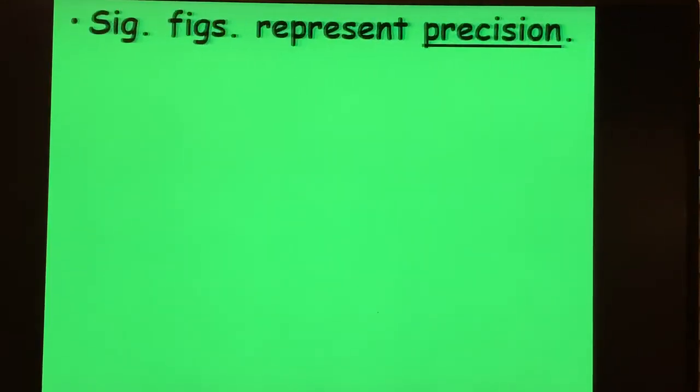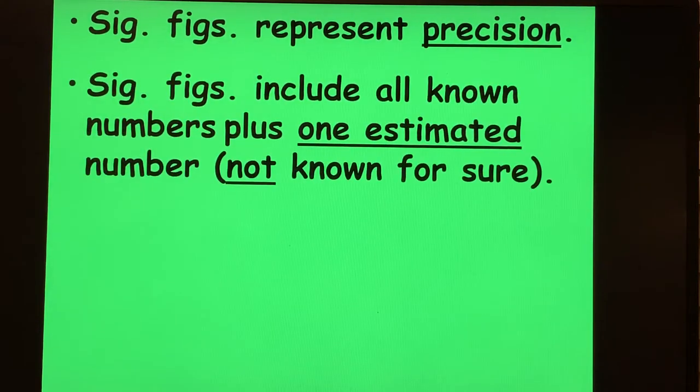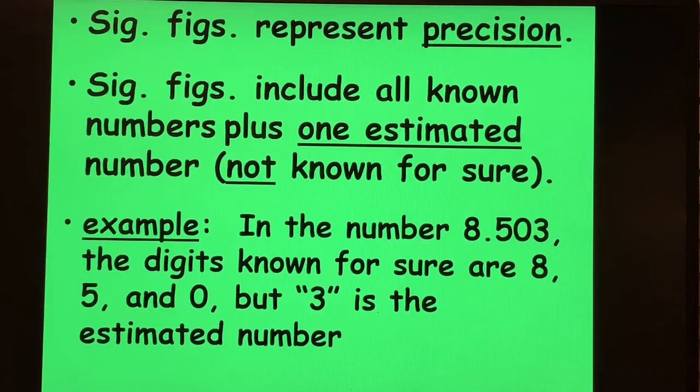Any number that adds to the precision is significant. So sig figs, we're going to use that for short, represent precision. And they include all known numbers plus one estimated number that's not known for sure. So I'll explain what that means. So in the number 8.503, the digits known for sure are 8, 5, and 0. But 3 is an estimated number.